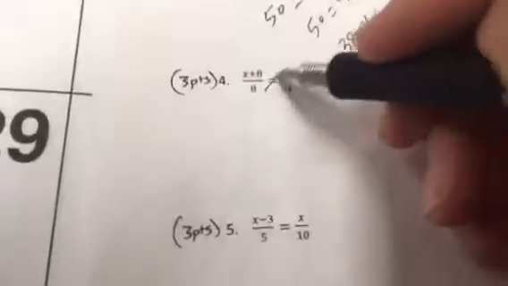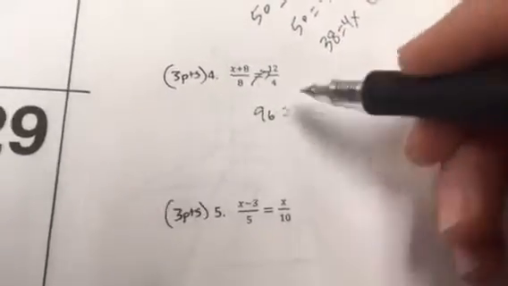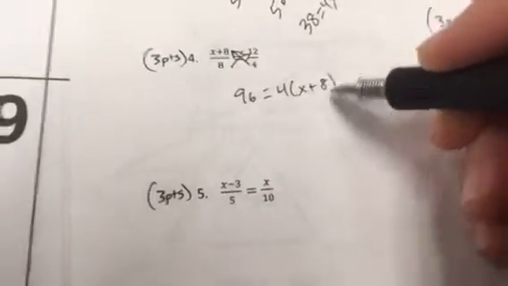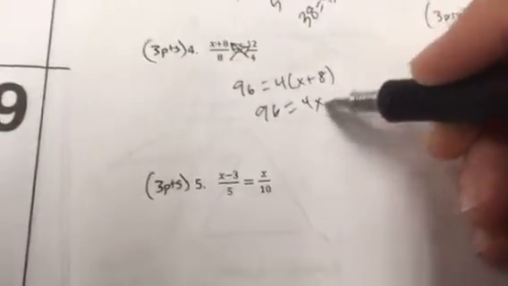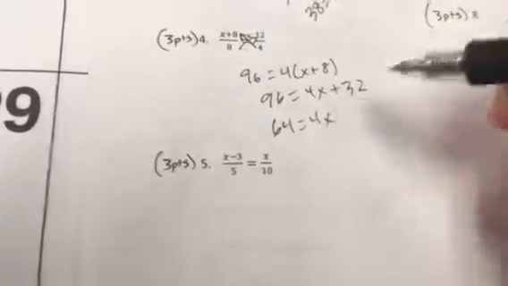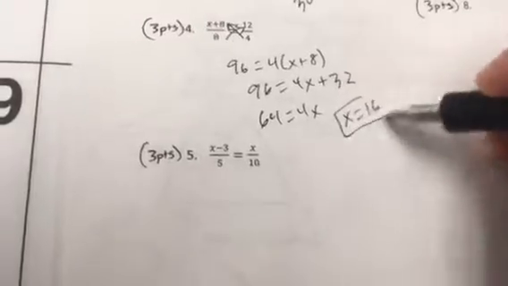All right, here, number 4. Same thing, cross multiply. Oh, I'm sorry, looking at the wrong one here. 8 times 12 is 96, is equal to 4 times the quantity x plus 8. If you want to do that distribution right away, that's fine. 4x plus 32, subtract. Get 64 is 4x. X is 16. And we got 2 more here.